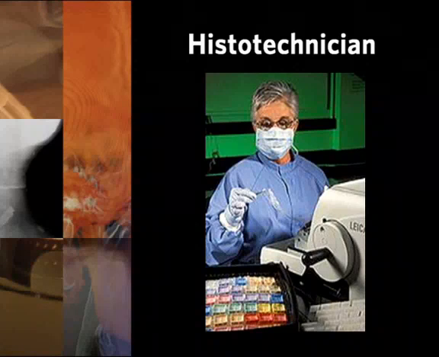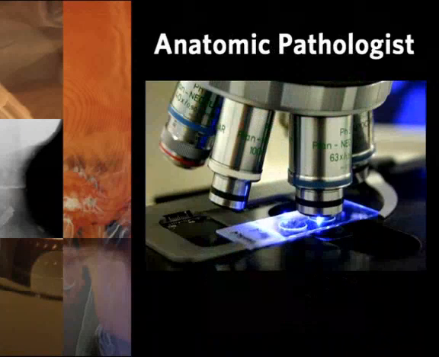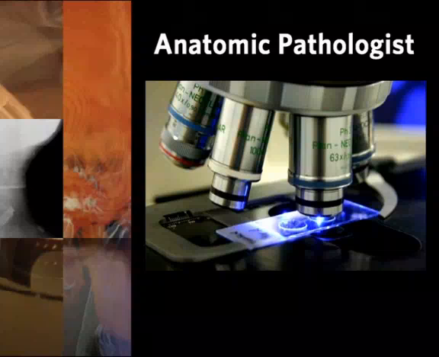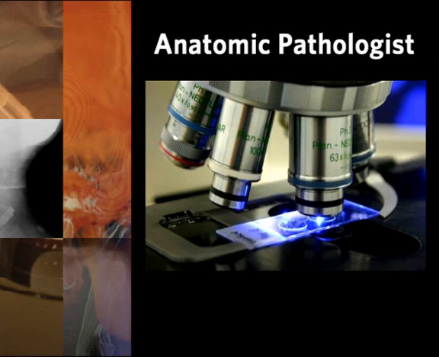The histotechnician will deliver it to the pathologist. Now, a pathologist is a doctor that's trained to look at slides under the microscope and diagnose diseases, and tell whether or not the tissue that they're looking at is normal, whether or not it has a cancer, whether or not it has some sort of infection or any sort of disease.